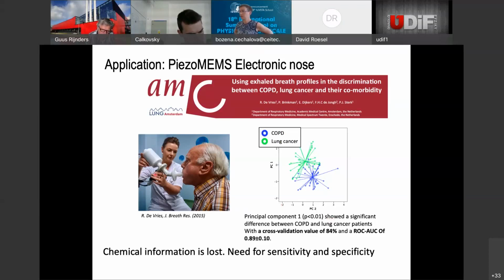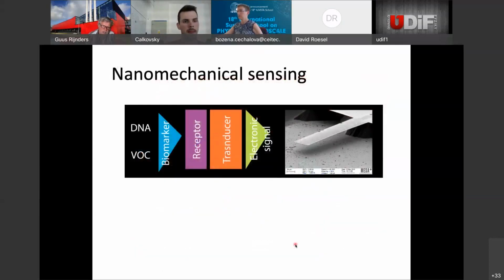The problem with the current sensors is that the chemical information is completely lost there, and we need higher sensitivity and specificity. And this is actually what we have been working on together with them. So we have been fabricating very small, let's say, cantilevers based on these piezo silicon membranes.